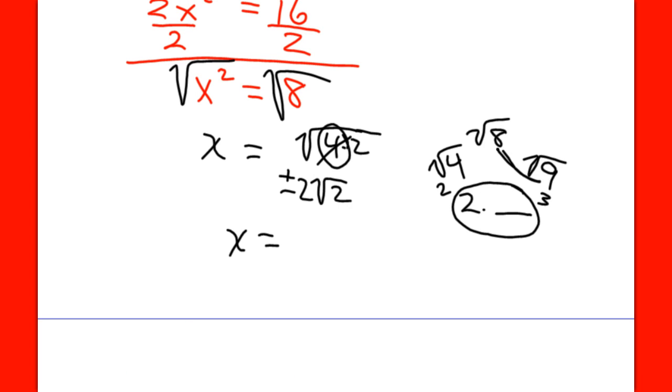And so what is your estimate? If we're going to the 10th place, maybe we would say 2.8. Is that what you said? Plus or minus 2.8. If you did, you are correct. That is the approximate square root of 8 to the 10th place. And again, we would have a positive 2.8 and a negative 2.8.